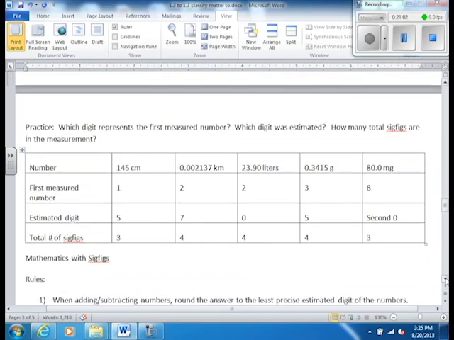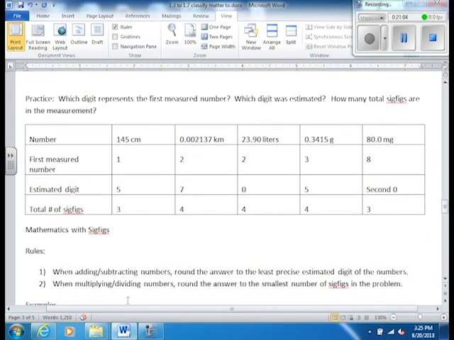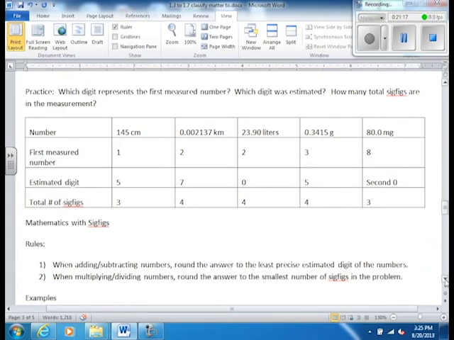Now, mathematics with sig figs. This is different. There's a couple rules. When you're adding or subtracting numbers, you round the answer to the least precise estimated digit of the numbers. I'll explain that with an example. When you multiply or divide numbers, you round the answer to the smallest number of sig figs in the problem.